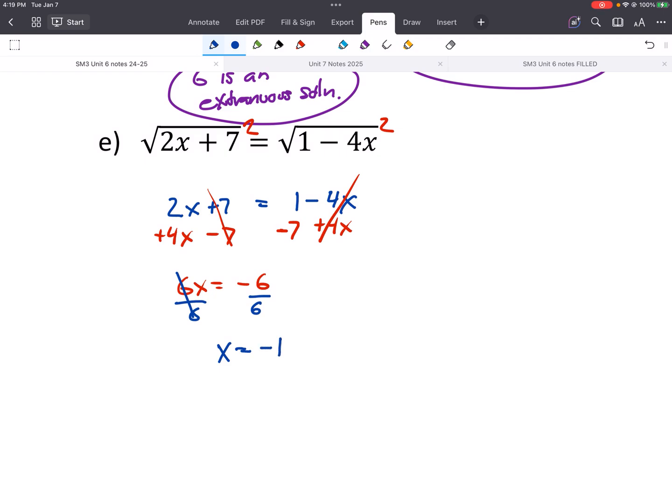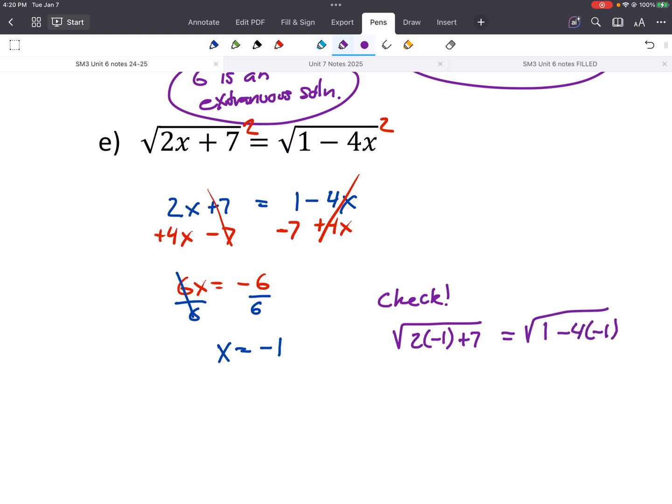And again, we would want to plug it in to check. So to check, we would plug in negative 1 for every time we have an x. And then again, you're welcome to use your calculator to do the left side and then a calculator to do your right side. I think this ends up giving us the square root of 5 is equal to the square root of 5, which is perfect. Okay, so this is a solution.